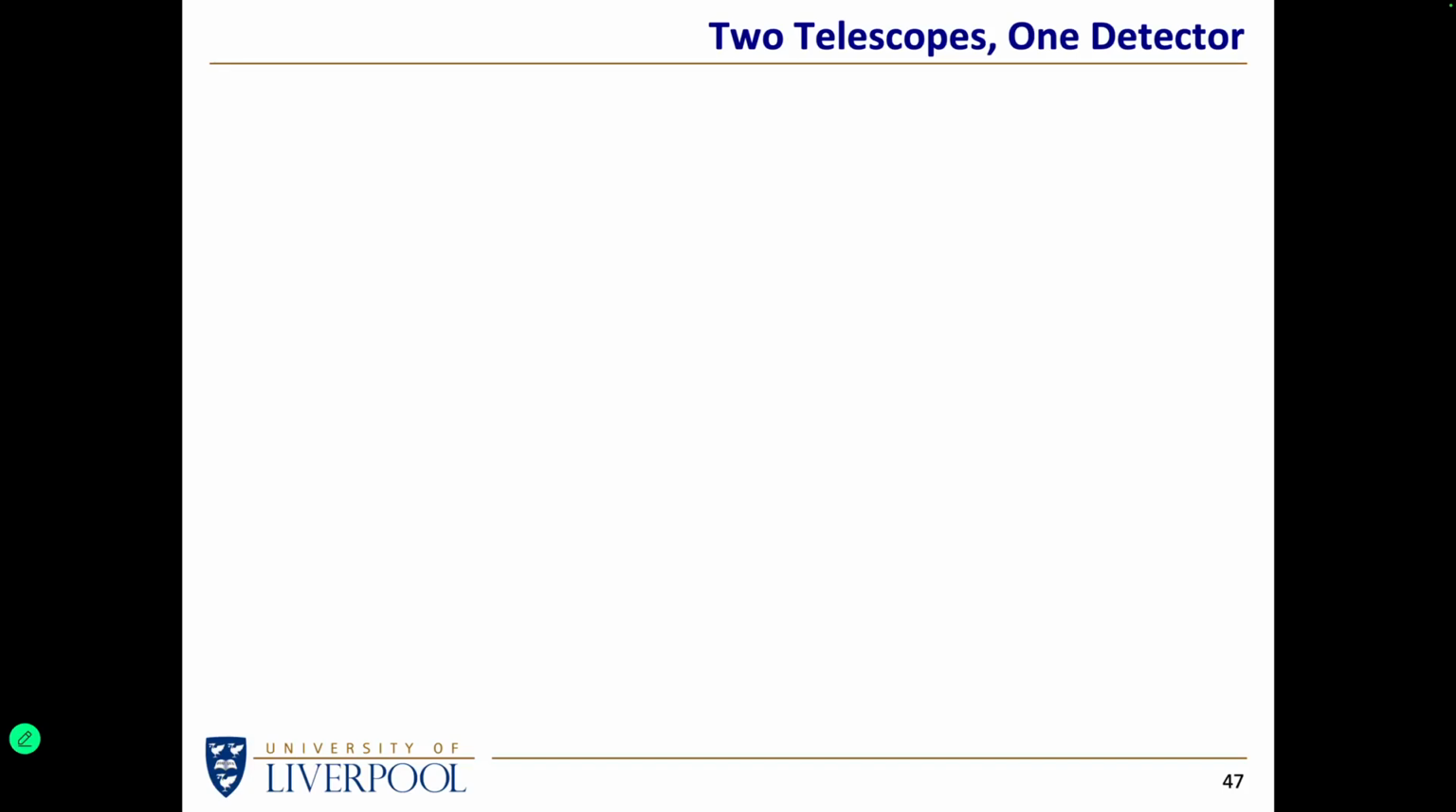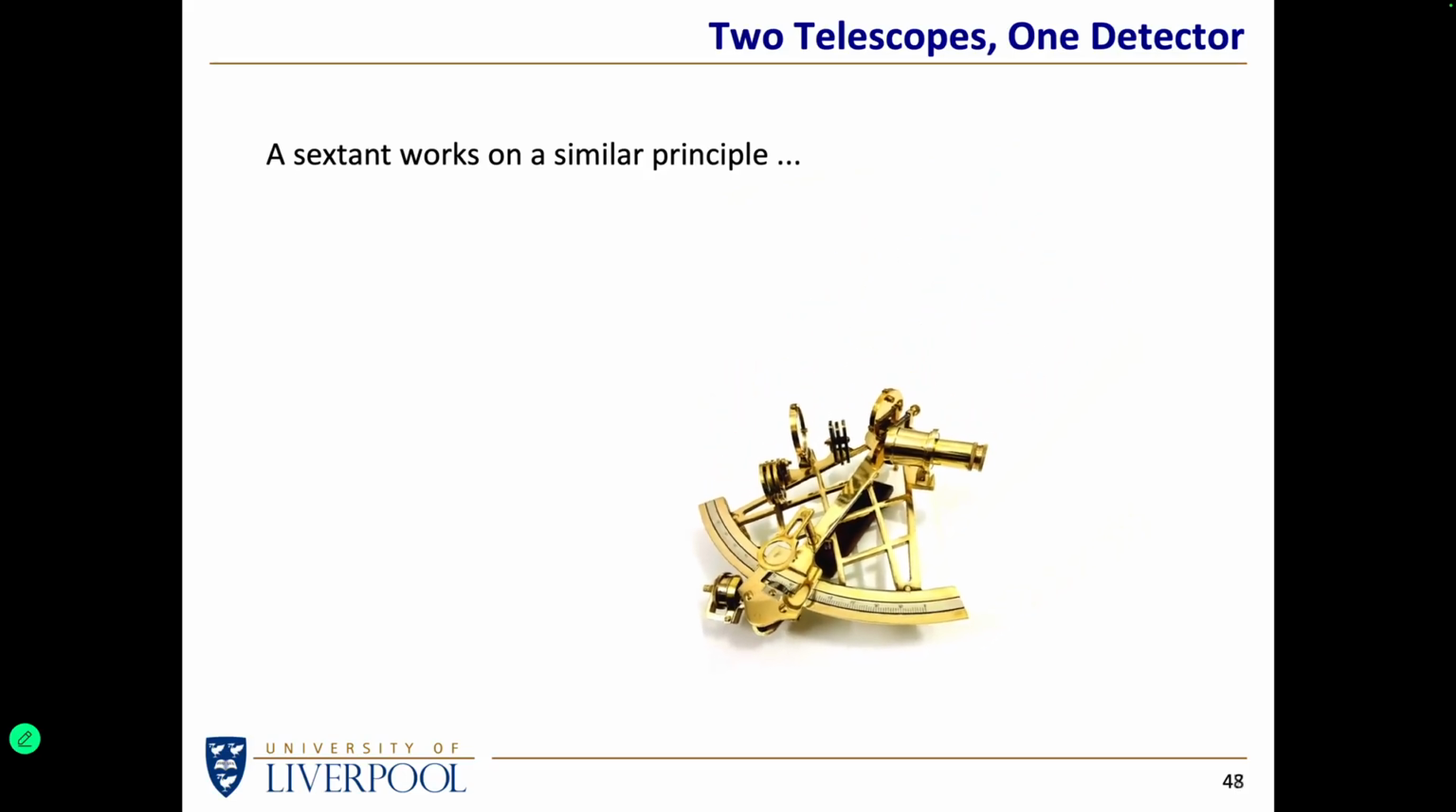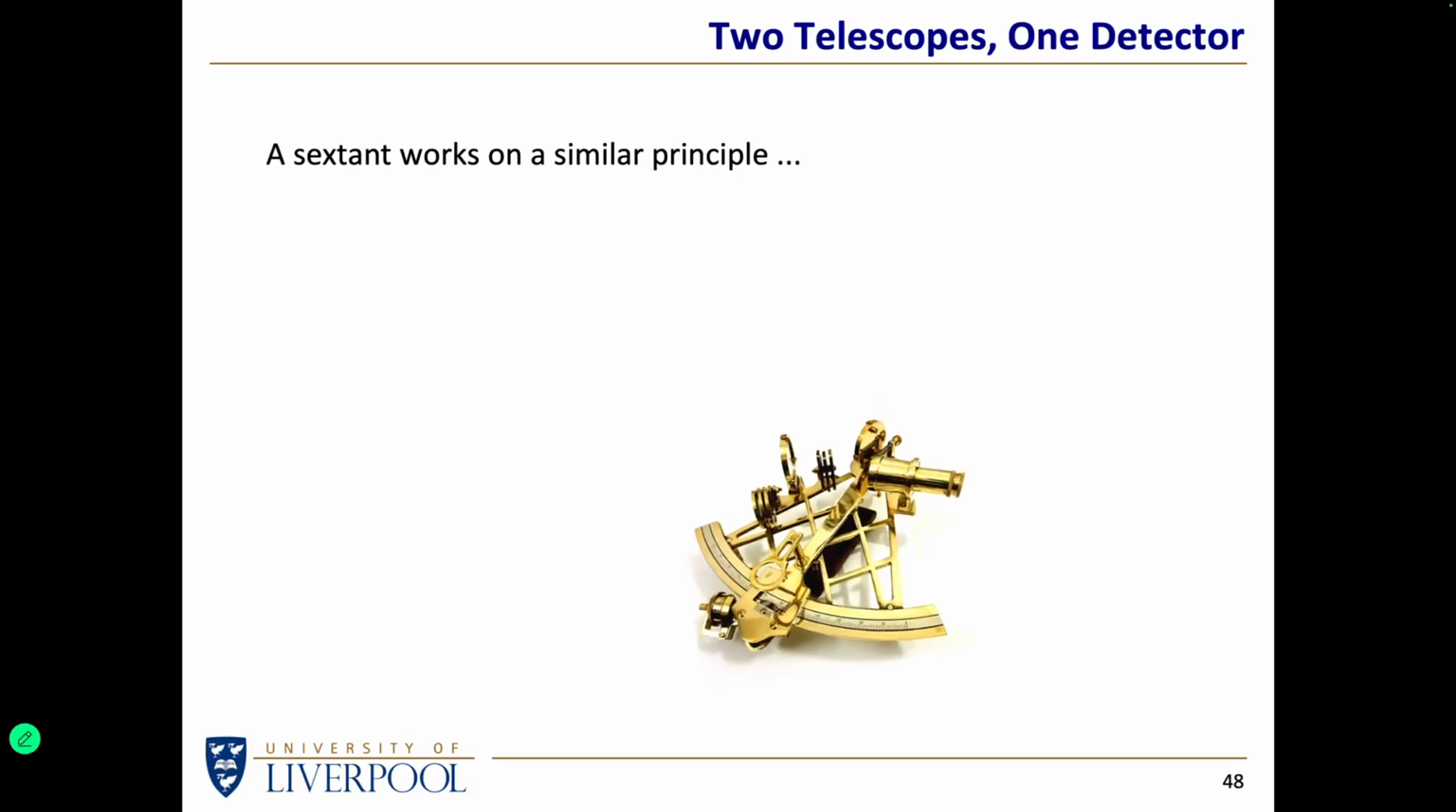But let me deal with this idea of 2 telescopes, 1 detector. Whose crazy idea was it that you have 2 telescopes pointing in different directions, but the light goes to the same detector? Well, actually, you've probably heard of this before, though maybe you don't realize it. That's how a sextant works. Now, I'm sure you've probably got a sextant in the boot of your car. I mean, you have to have a backup in case the GPS fails, yeah? Right, okay. So let's remind ourselves how sextants work.